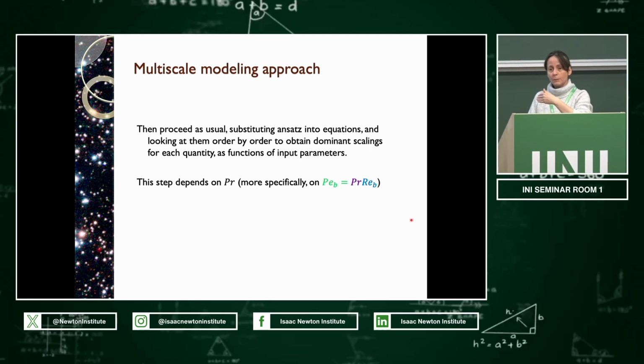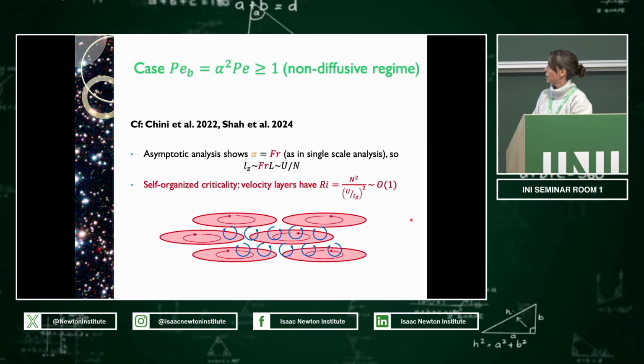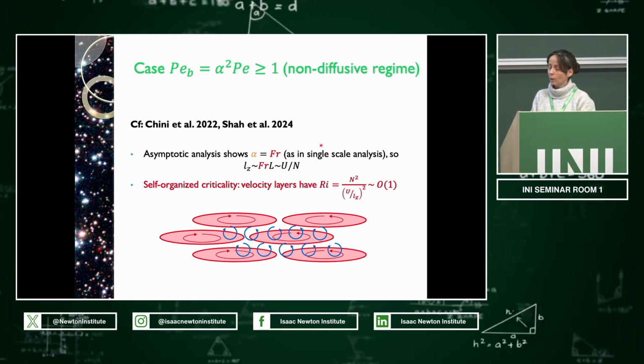The next step is basically to substitute the ansatz into every single equation and again look for dominant balance, both in the mean equations and in the fluctuation equations. And the results for Prandtl number of order 1 or bigger are as follows, and you can find them in Chini et al. or in this new paper by Kasturi Shah et al.